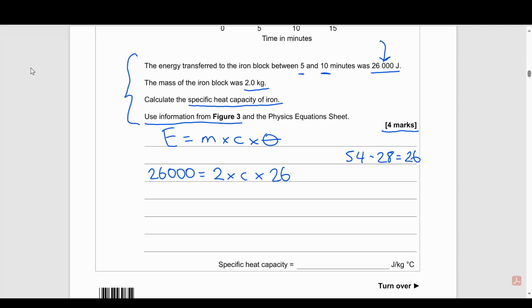So simplifying and then rearranging now, that would just mean that we would need to work out 26,000, because that's our energy transferred. And if we do 2 multiplied by 26, that will give us 52. And then that would equal our specific heat capacity. So putting that in a calculator, we're coming out with an answer of 500 joules per kilogram degrees Celsius.